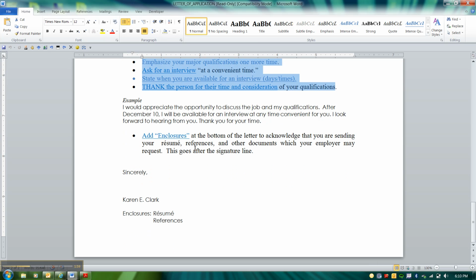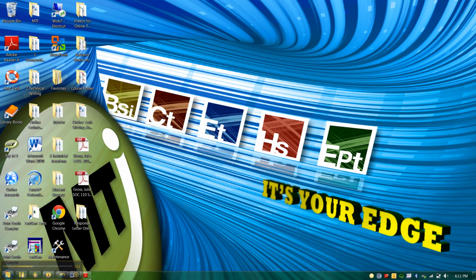At the end of an application letter, you'll need to add enclosures after your signature line right down at the bottom, and you will be enclosing your resume and your references along with your application letter. So take a look at this document. Like I said, it's downloaded for you on MyMTI.